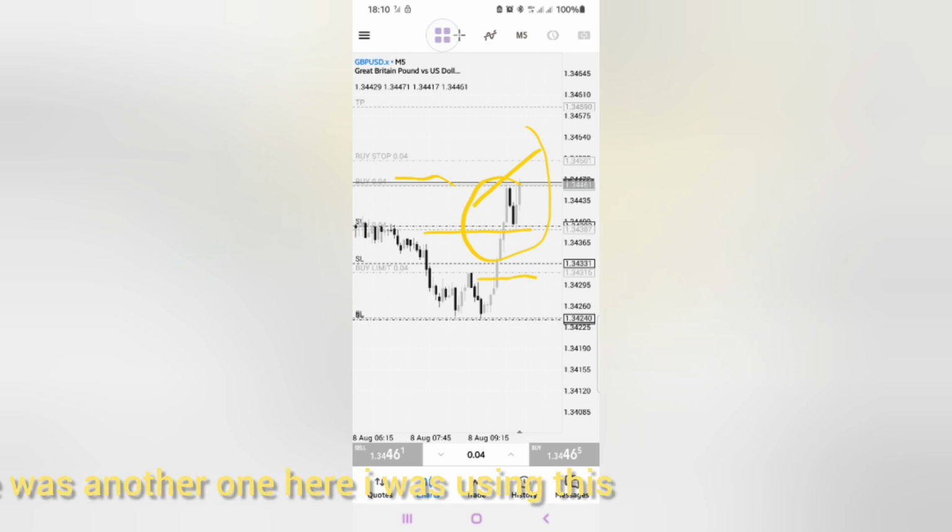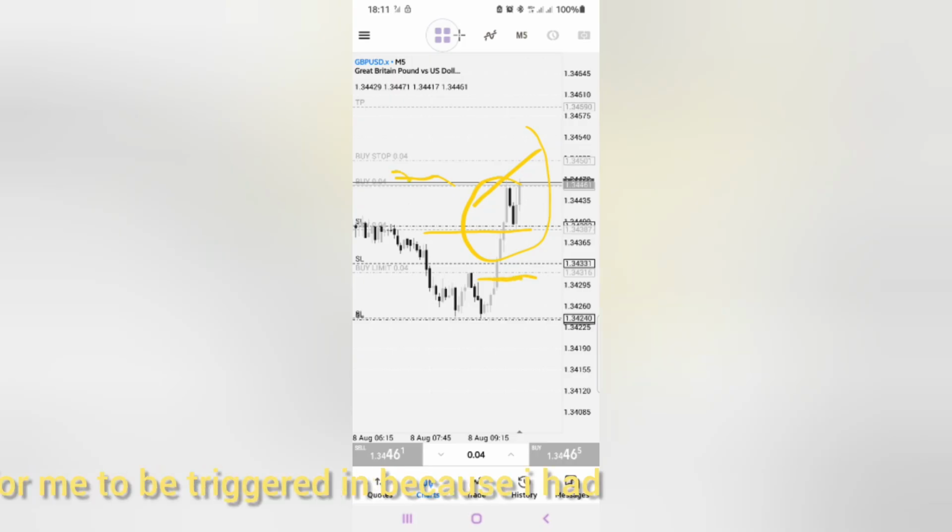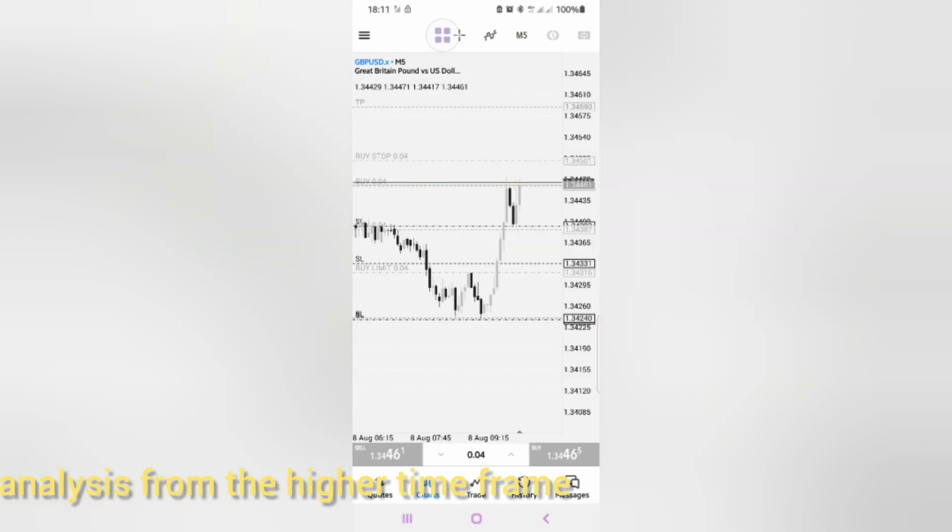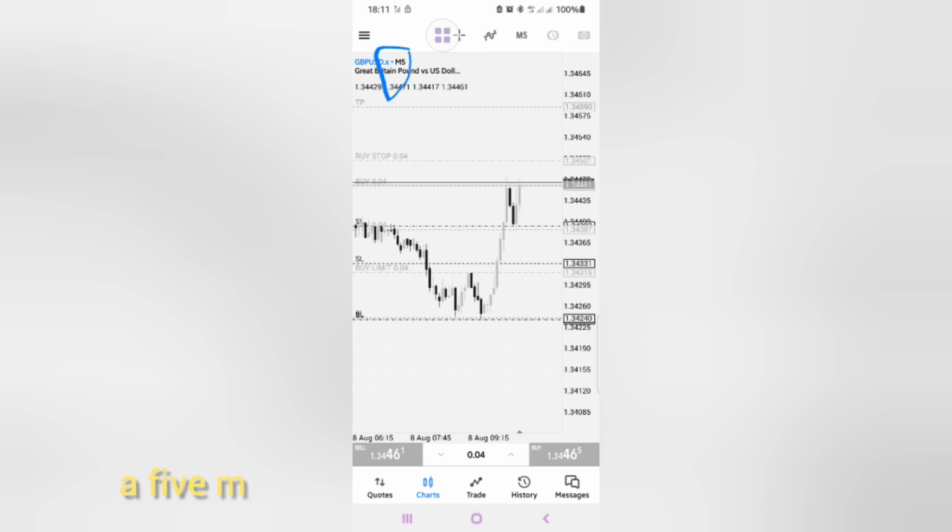I was using this because I knew that if the market goes the other way, I would still be in, and I had to press this and this for me to be triggered in, because I had got the analysis from the higher time frame, and you can see that this was a 5 minute time frame.